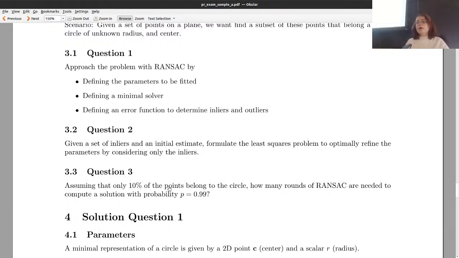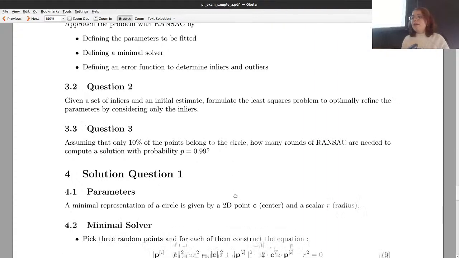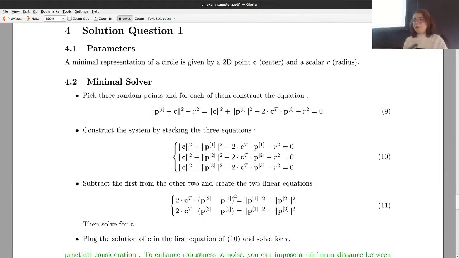So, if there is anything that you do not remember about RANSAC, so that what I said so far is not so clear, then you can ask now. Otherwise, I can move to the solution, which will, of course, clarify further. Okay, so let us start with question 1.